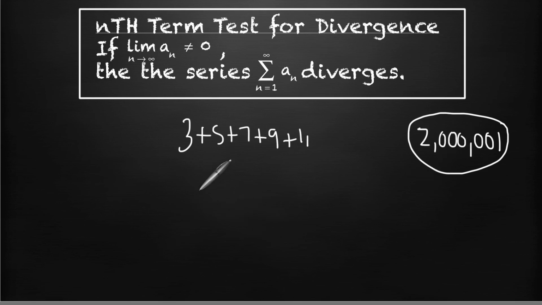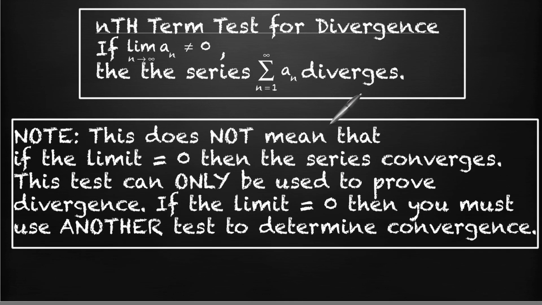All right. Now, it's important to understand something with that. This does not mean that if the limit equals 0, then automatically the series converges. This test can only be used to prove divergence. If the limit equals 0, then you must use another test to determine convergence. So that's very important. Very, very important. Put a star on that in your notes. Make sure you understand that.